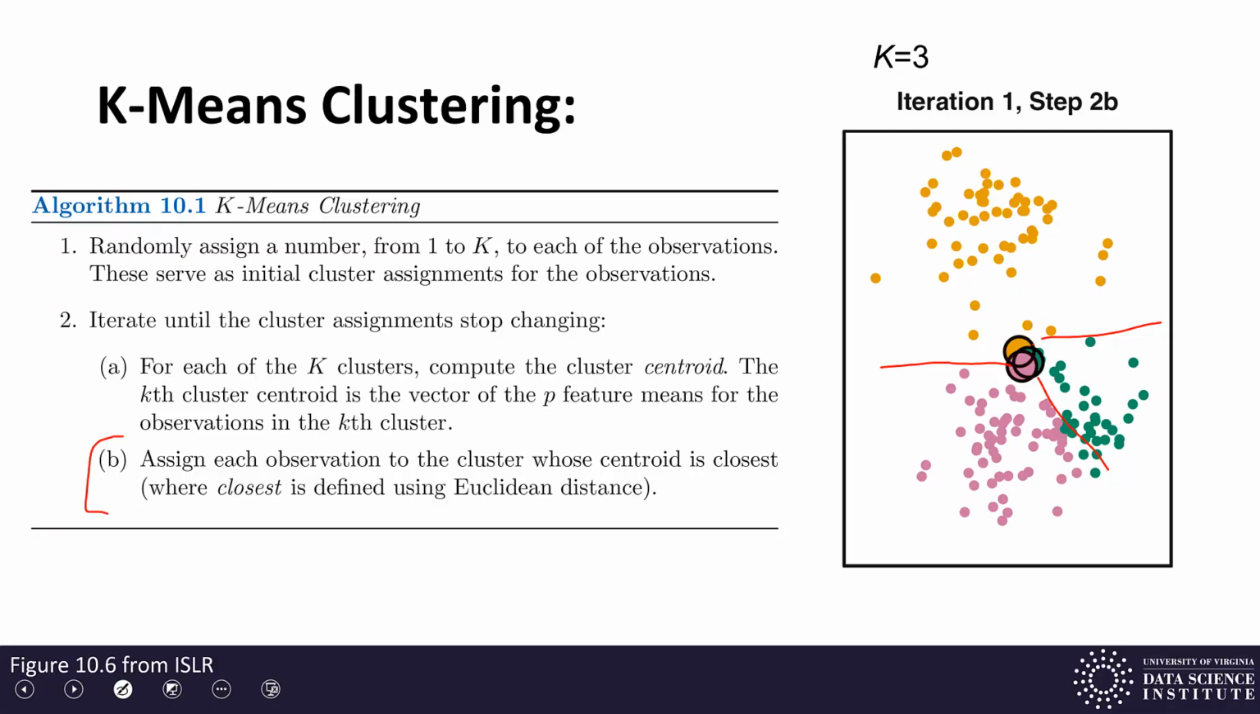And now we're going to do 2a again. And let's think about what happens when, in 2a, we have to recompute these cluster centroids. The centroid is the mean of the cluster. So the mean of all the green points, maybe it'll be right there. The mean of all the purple points, I'm not sure. Maybe it'll be right there. And the mean of the gold will be right there.